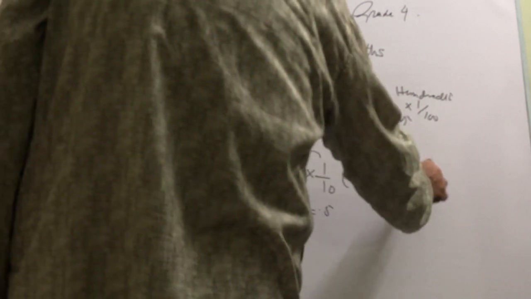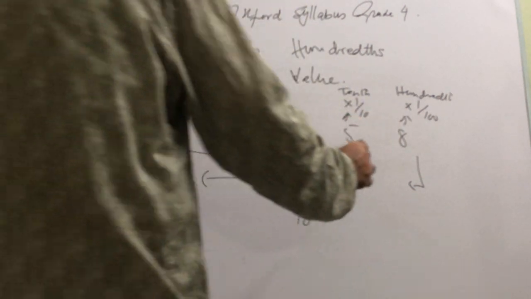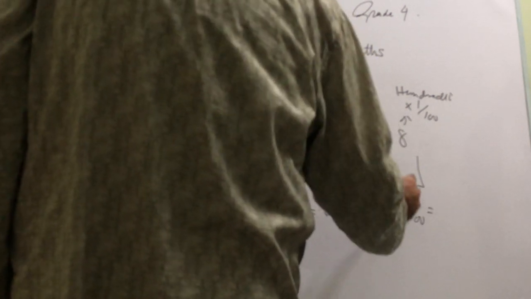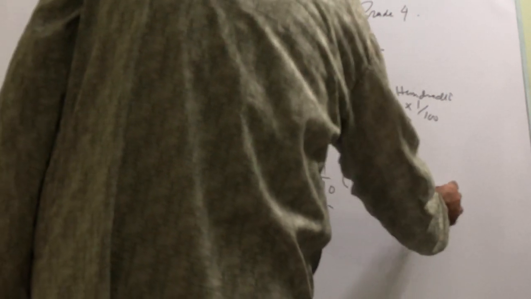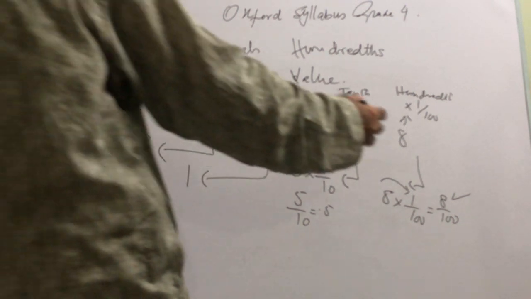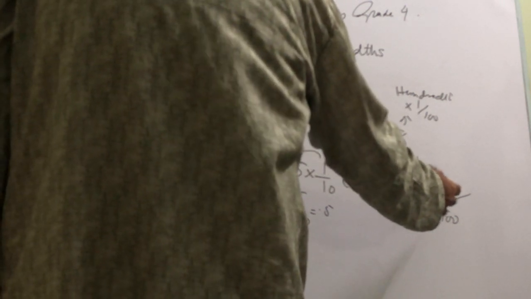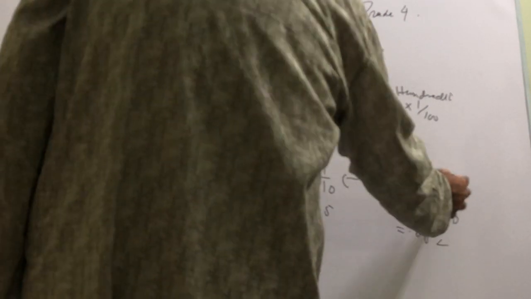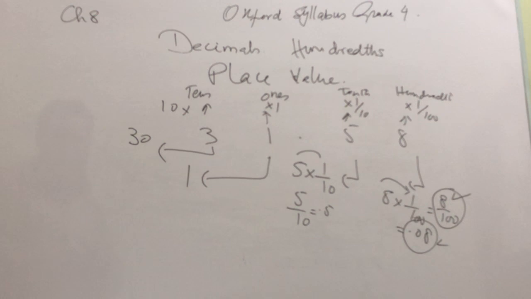Then for this 8, we need to multiply 8 with 1 over 100 to get its place value. 8 will be multiplied with 1, becomes 8 divided by 100. This is the value. Again, we can convert it into decimal. Divide 8 with 100, you will be getting 0.08. So in fraction its value is this, in decimal its value is this. Okay.